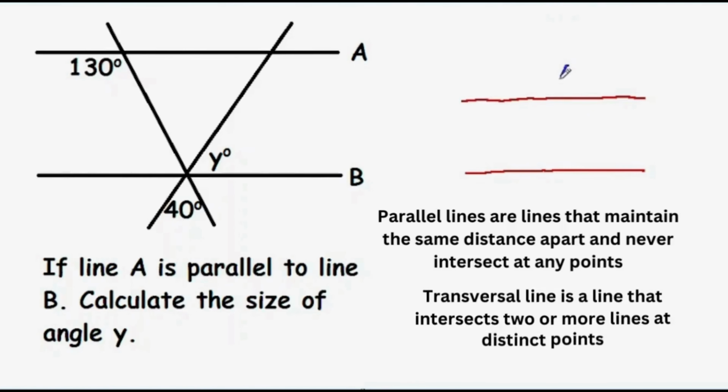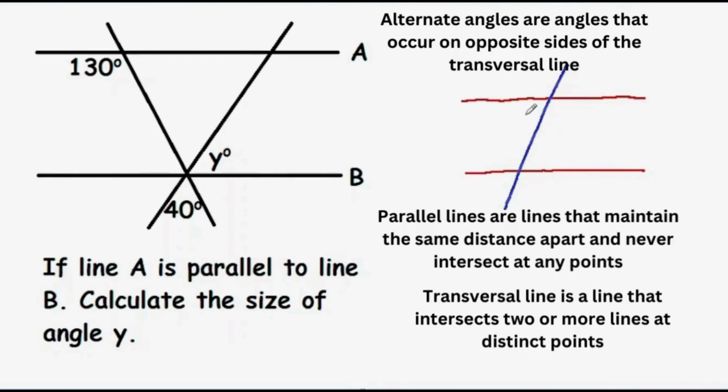A transversal line is a line that intersects two or more lines at distinct points. So the red lines are parallel lines and the blue line is the transversal line. So what are alternate angles? Alternate angles are angles that occur on opposite sides of a transversal line. Here we have an angle here, theta, and this angle here, theta. So these two angles are alternate angles.